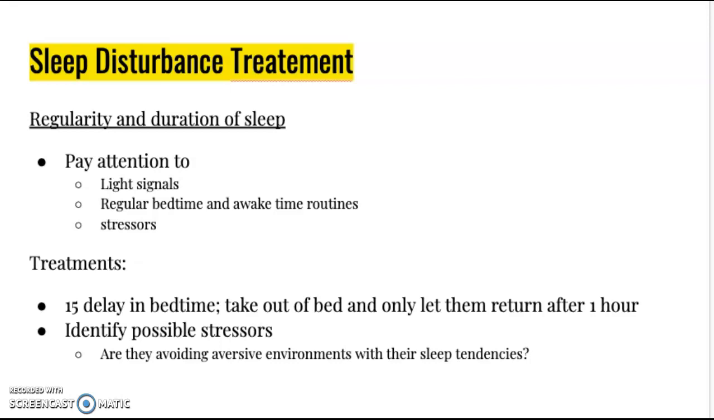Pay attention to light signals, meaning how much light is let into the bedroom or at what time lights are turned on and off around the sleeping areas, regular bedtime and awake time routines, and outside stressors. Treatments may look at a 15-minute delay in bedtime, or, if that doesn't work, taking the child out of bed and only letting them return after 1 hour.